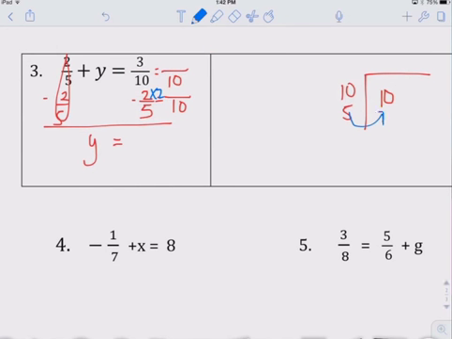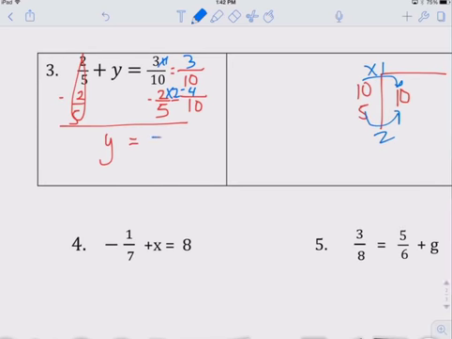5 into 10 is 2 times. So times 2 you get negative 4. 10 into 10 is 1 time. So you times 1, you get 3. You get here a negative 1 over 10. And that's your answer. Okay.